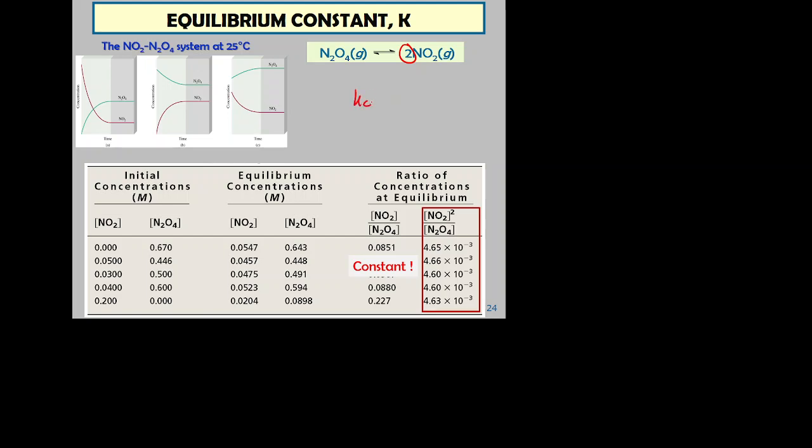For you to get the equilibrium constant, it is squared because of the reaction's stoichiometric coefficient. So Kc should equal the concentration of NO2 squared divided by the reactant, which is N2O4 to the power of 1. That is the reaction constant.